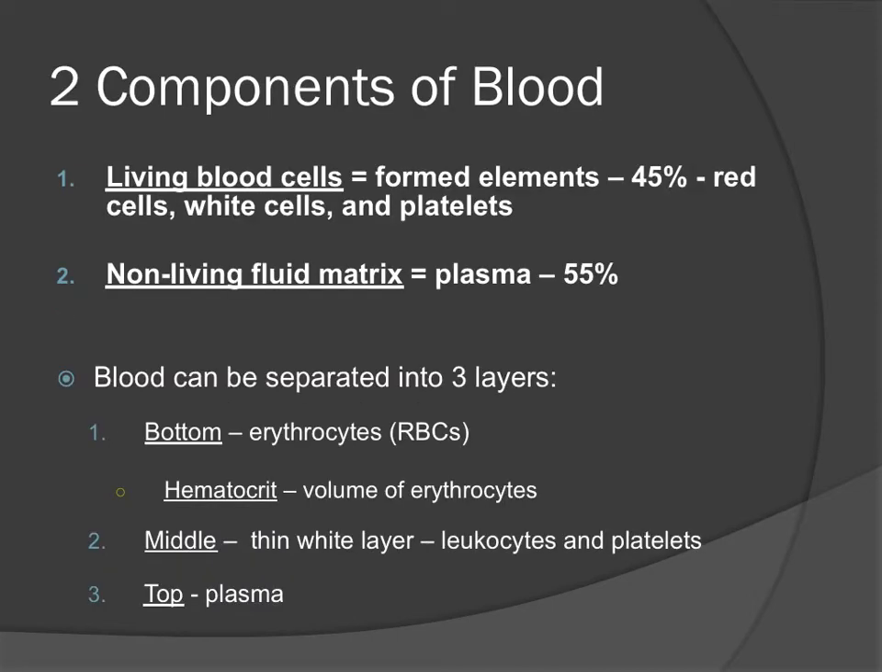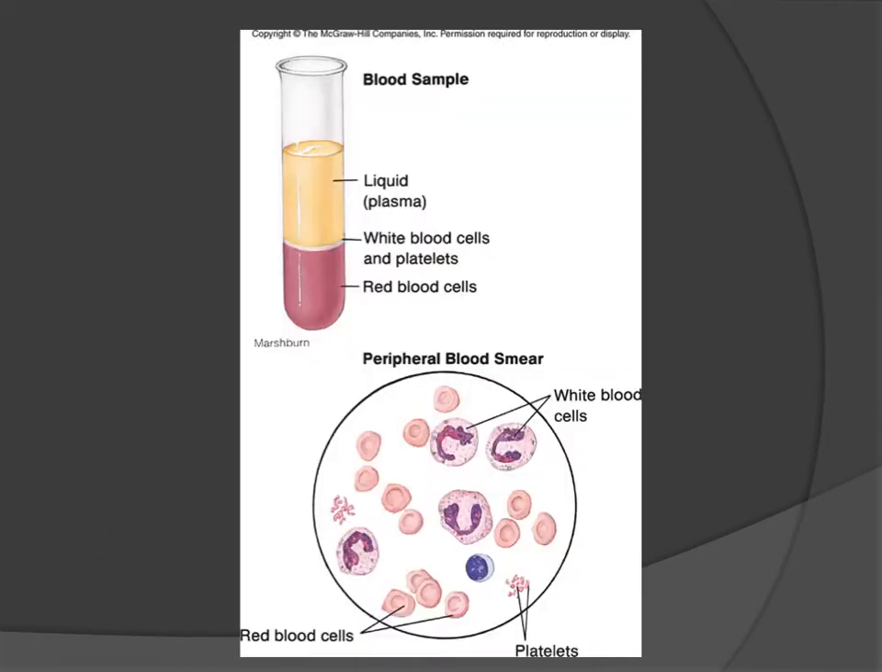Two components of blood: we have the living blood cells, which are the formed elements, 45% of which are your red blood cells, white blood cells, and platelets. And then secondly, the 55% is your plasma, which is your non-living fluid matrix. Blood can be separated into 3 layers. You have the red blood cells, which consist of the hematocrit portion, the middle, which is the leukocytes, your white blood cells, and your platelets, and then the plasma is the top portion. So this photo just depicts that. If you were to have your blood drawn in a lab and they centrifuged it, it would separate, and that is how it separates itself.